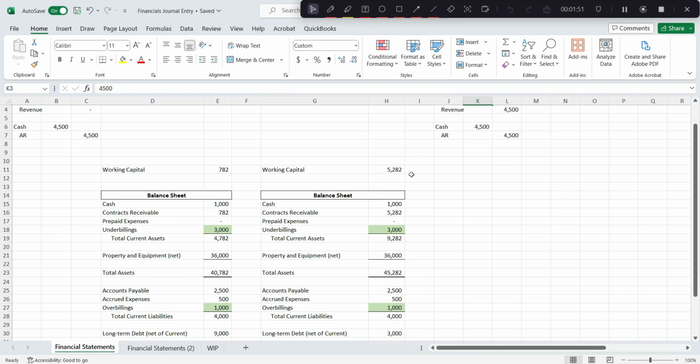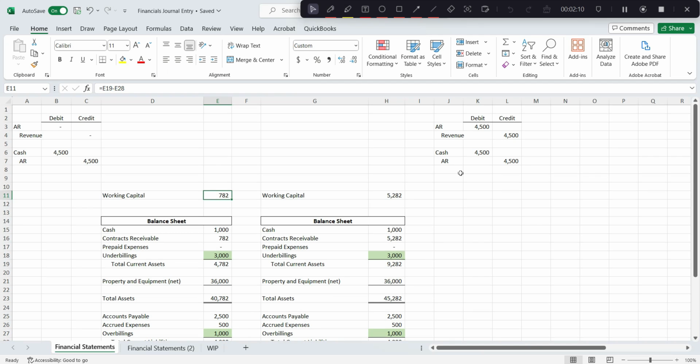You know, underwriters issue bonding capacities based on your working capital. Some may include underbillings and overbillings, some may not. In this example, we're including them, but just look at the big difference here. $782 versus $5,282. Big difference, just because we scanned that AR aging summary.